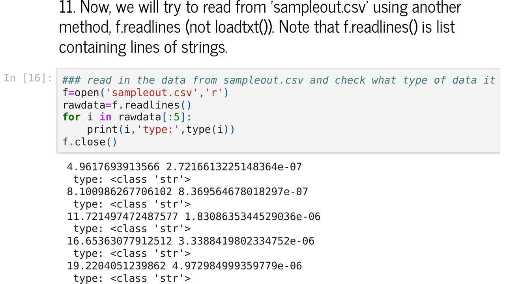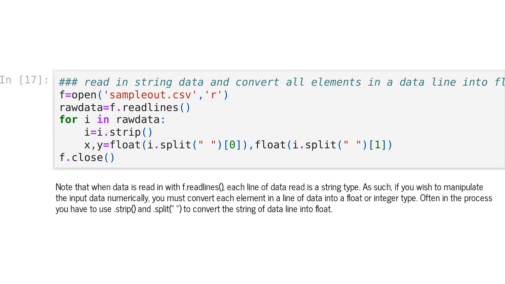The for loop then iterates through the first 5 lines of raw_data. For each line i, it prints the line itself and its type, using type(i). This will confirm that each item read by readlines is indeed a string. Finally, f.close() closes the file. When data is read using f.readlines(), each line is a string. If this string represents numerical data that we want to use in calculations, we need to convert it. This code block shows how to do that.